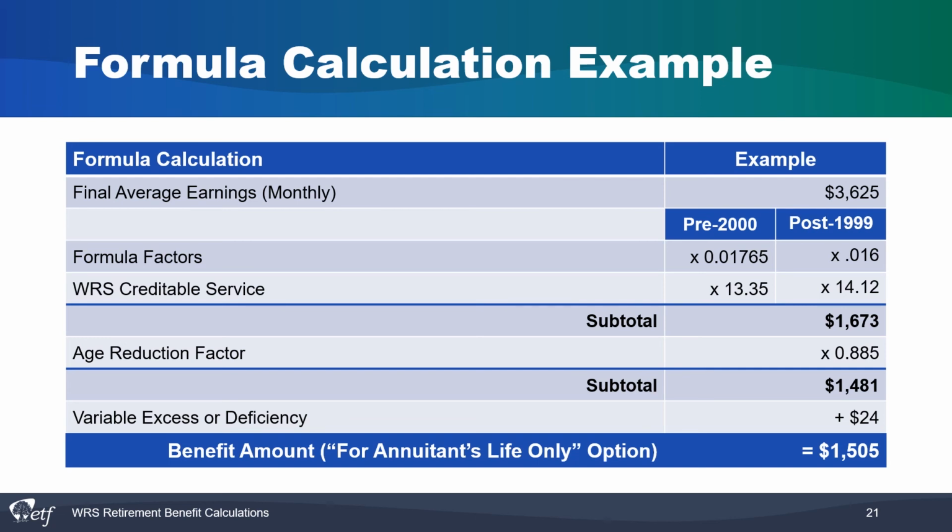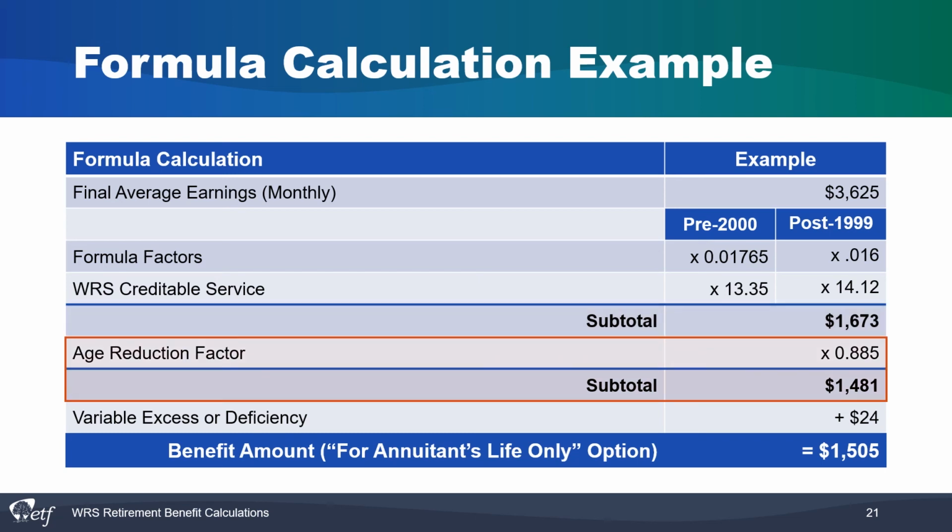Now, we'll see how all these factors work together in this formula calculation example. In this example, we start with a final average earnings of $3,625. This person had service hours before 2000 and after 1999, so 2 formula factors are used in this calculation. Once those separate pre- and post-calculations are completed, they're added to create the subtotal of $1,673.